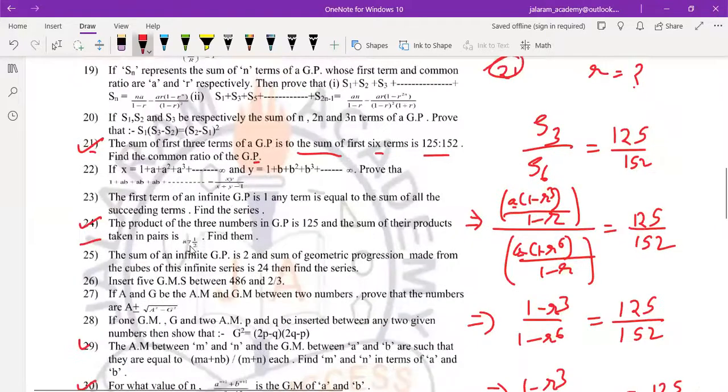Next question is question number 24. The product of three numbers in GP is 125. So let's assume that the three numbers are A, AR and AR square. It is easier to assume A, AR and AR square than to assume A by R, A and AR, as we assumed in AP as A minus D, A and A plus D. In AP it is easier to take them as A minus D, A and A plus D, but in GP it is my experience that it is easier to assume the terms as A, AR and AR square only. So it can easily be solved.